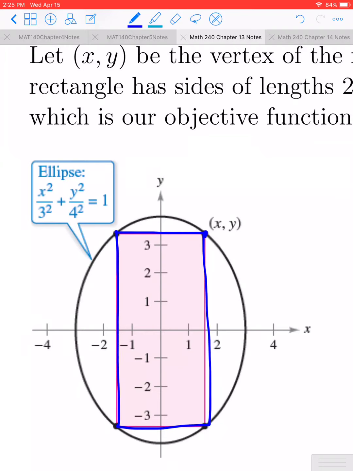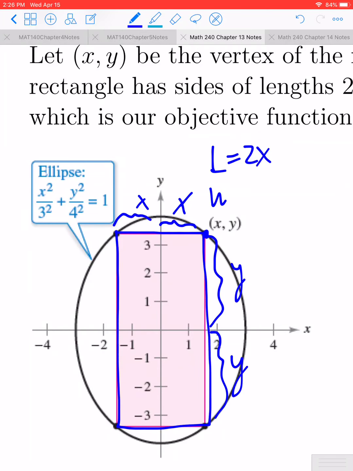To start, let (x, y) be the vertex on the rectangle that's in the first quadrant. We're trying to maximize the area here. Notice that if this distance is x, then that would be the same as this length here. So the length of the rectangle would be 2x. This distance from the vertex to the x-axis would be of length y. And then from symmetry, so too would this be y. So the width of this rectangle would be 2y.